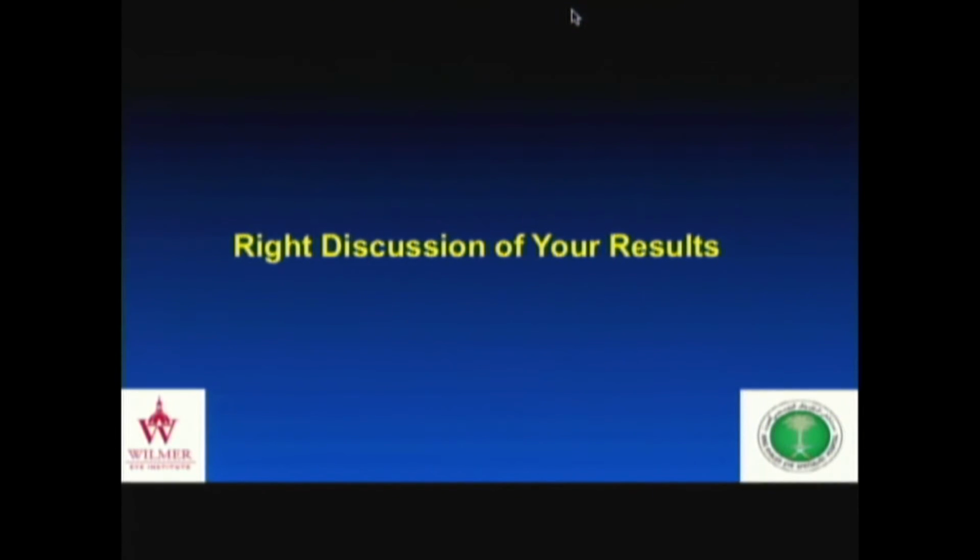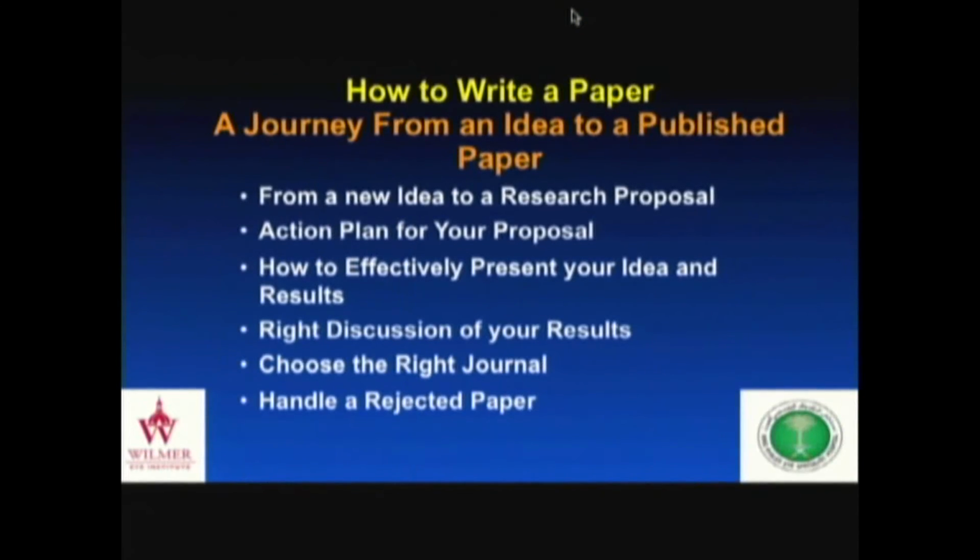Let's talk a little bit about something that I think is important, which is the discussion of your results. This is probably the most difficult part of writing a manuscript. If you look at the journey from an idea to publishing a paper that has been described in this course for several weeks now, you go from the idea to proposing it to the IRB, then you make your action plan of that proposal, and then you present that idea and results in a manuscript, but then you want to find a way to discuss it properly in the article. Already Arif mentioned very wisely how to choose the right journal and how to handle a rejected paper. I think those are important things as well.